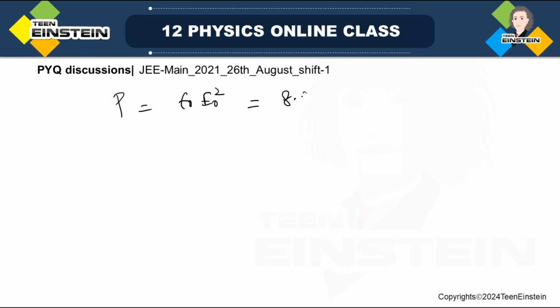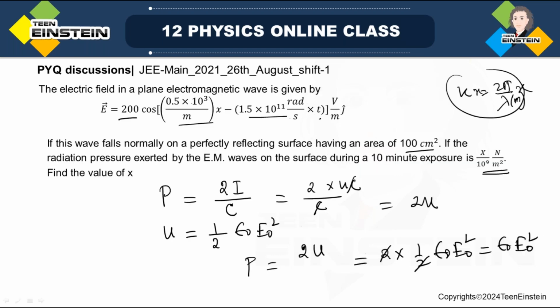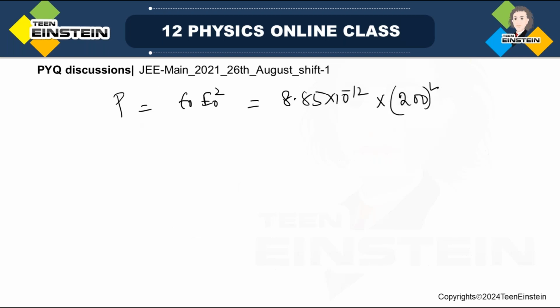What is epsilon naught? 8.85 into 10 to the power minus 12. And this E naught square is actually 200 square, since the amplitude of the electric field vector was 200, and this is, I think, volt per meter. Anyway, so what we will get is in Newton per meter square unit.